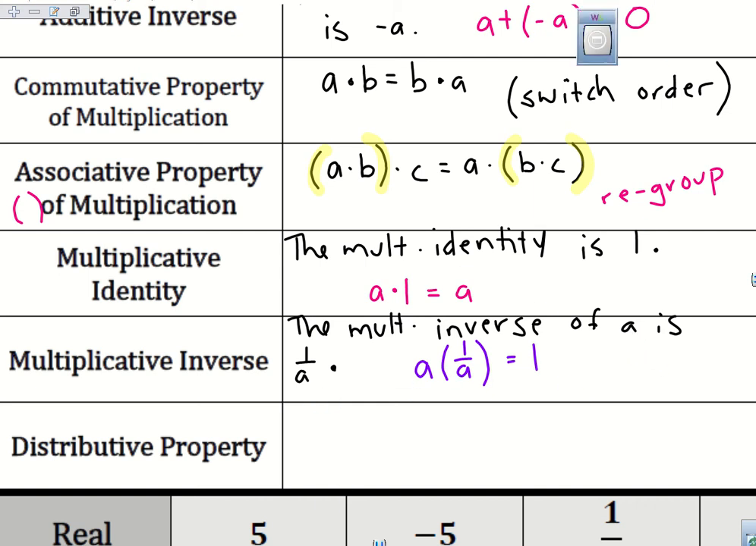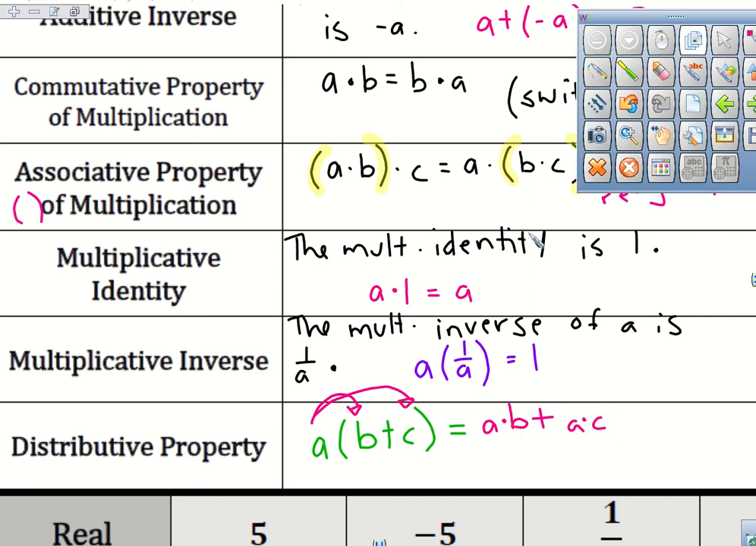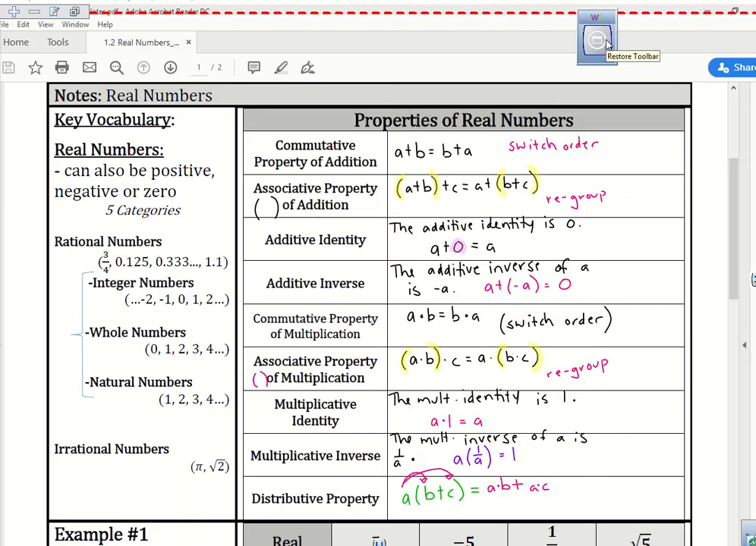Last but not least, the distributive property. So if I have A times the quantity B plus C equals, the distributive property here just means I'm distributing A to both numbers. Okay, this equals A times B plus A times C. Okay. So those are our new vocab words for today. Make this big so you guys can see it all.